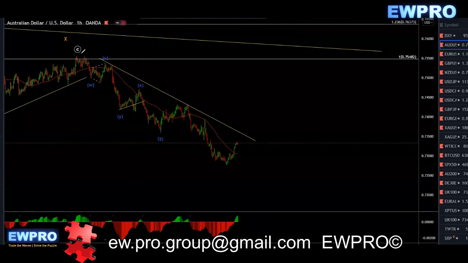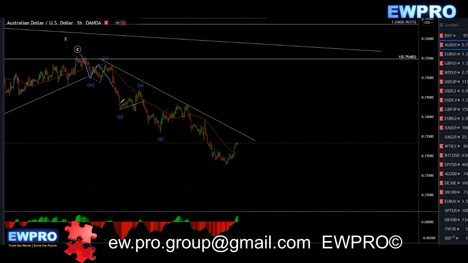On the H1, we got a WXY, X2, wave Z. This was our larger correction here, and then we got more downside between the wave Z and this move down here. We don't have any bearish divergence, bullish divergence.